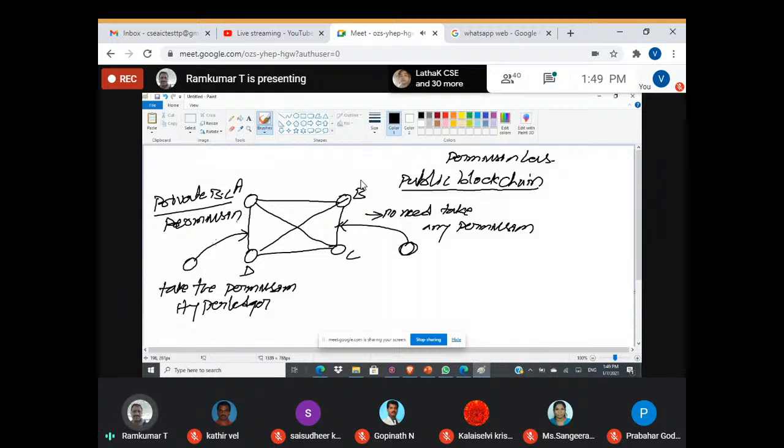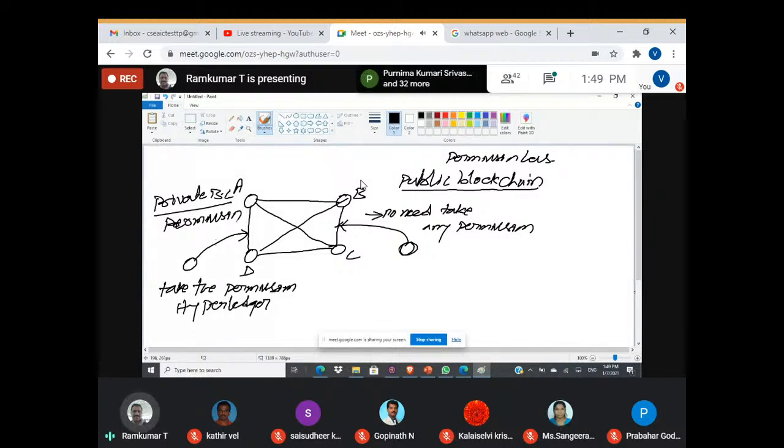Basically these are the two things that are available. One is a public blockchain, which is publicly available. If you want to add a particular node into the blockchain, you can add it directly. There is no need to take permission from anyone. Whereas in contrast, in a private blockchain, if you want to add a particular node, you have to take permission from the concerned authority. Then only you can add a particular node into the blockchain. That is what we call a private blockchain.